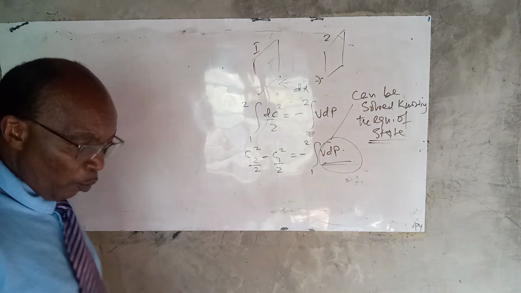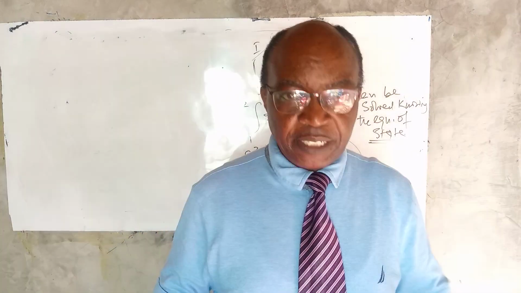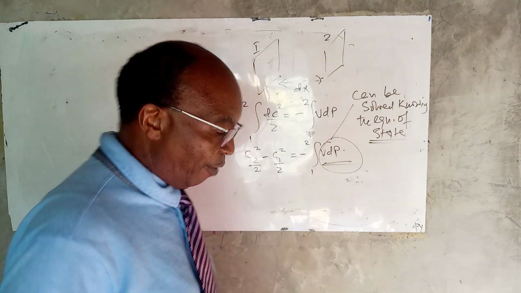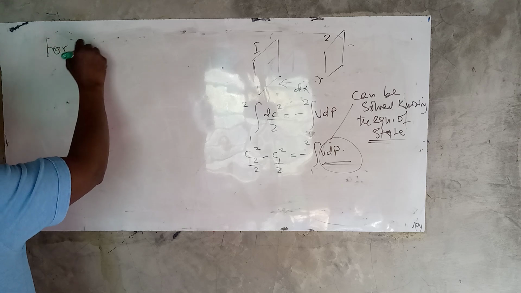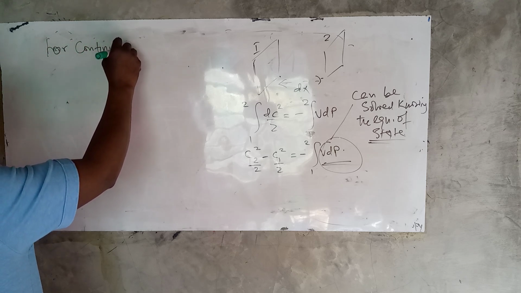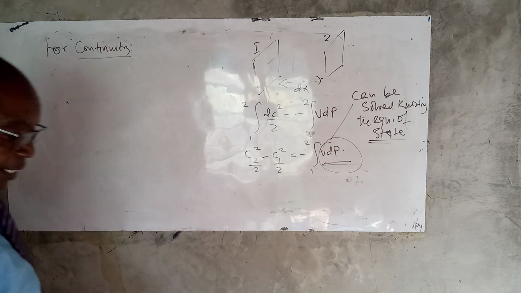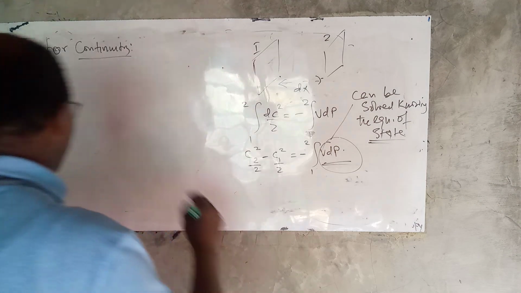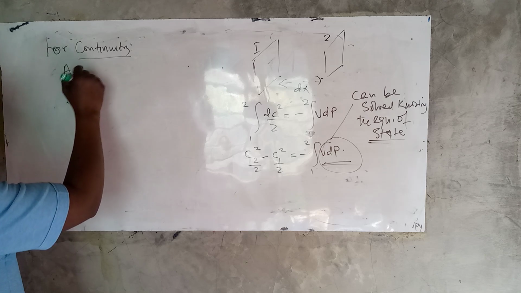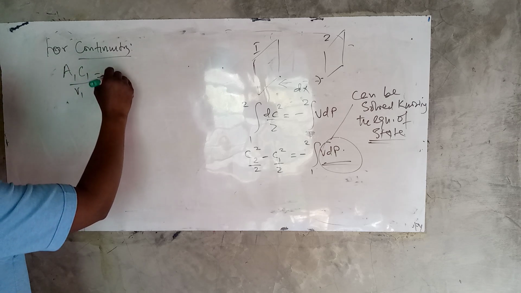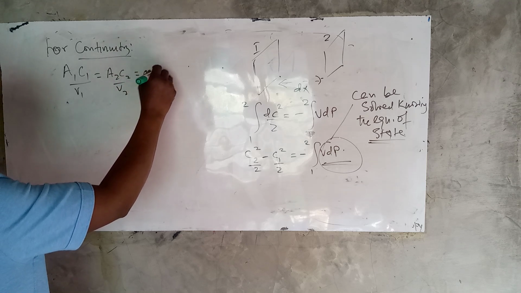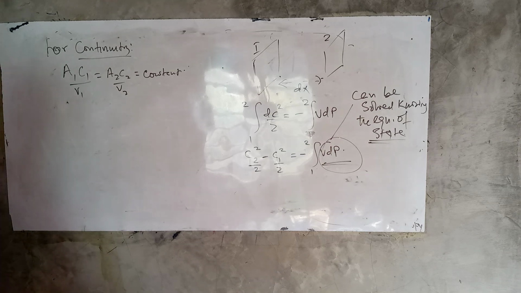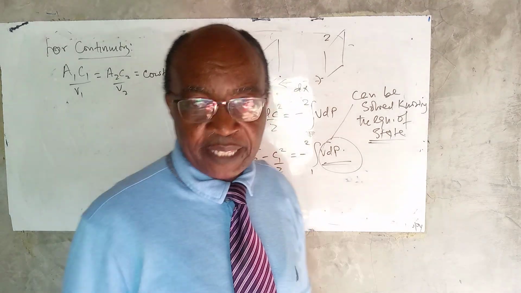Now, when we come to the principle of conservation of mass in its differential form, recall that we had said that A1 C1 over V1 is equal to A2 C2 over V2, so we can say that it's a constant. And of course, A is cross-sectional area, C is velocity, V is specific volume, don't forget that.